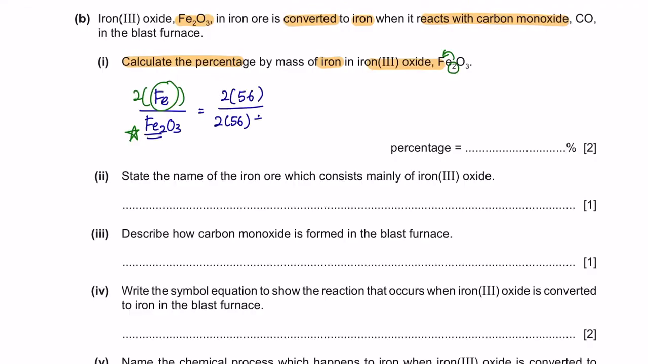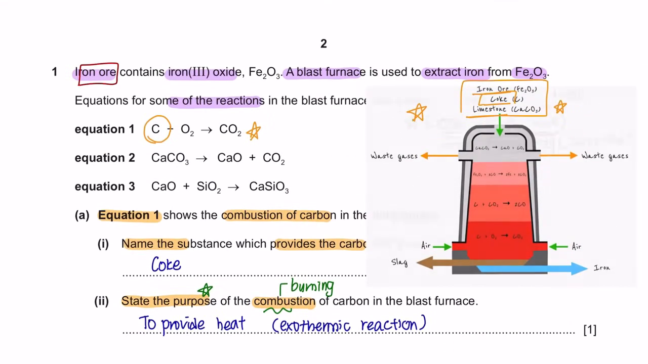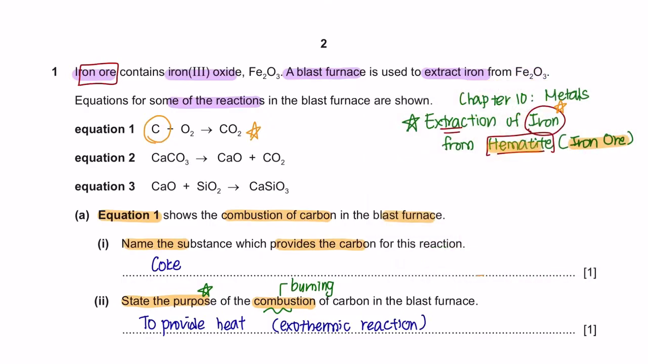2 iron adding with 3 oxygen. The molecular mass of oxygen is 16. And we're going to times this by 100%, giving us a percentage of 70. Next, part 2. State the name of the iron ore which consists mainly of iron trioxide. As mentioned previously, the iron ore is called hematite.